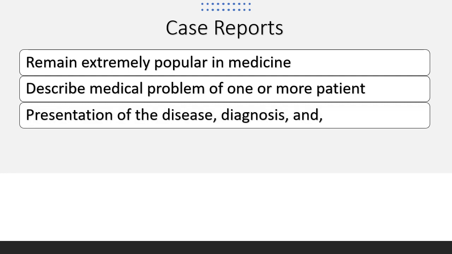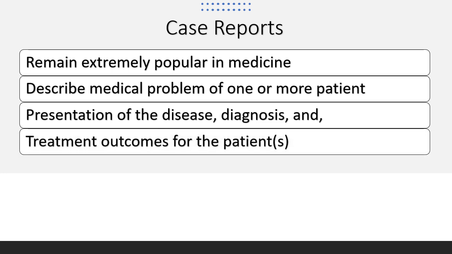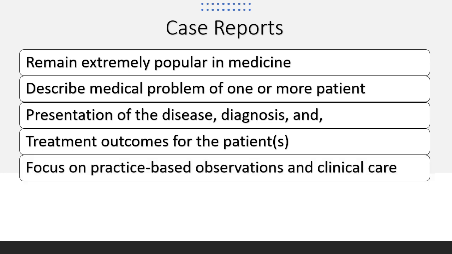As a matter of fact, they give a very close and good presentation of disease, diagnosis, and treatment outcomes of patients. The beauty of case reports is that they focus on practice-based observations and clinical care. So instead of using some population for RCTs which do not represent the users, these case reports are based on observational clinical care which are representative of the population which is going to use the drug, or the patients that you are going to handle in your clinic.